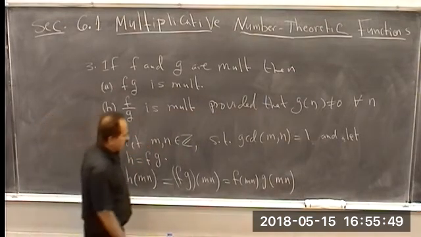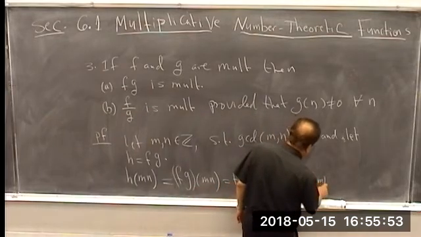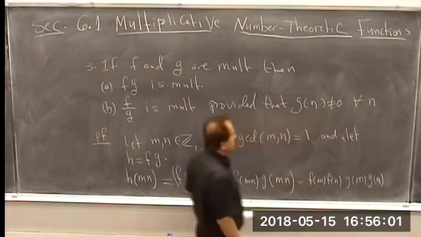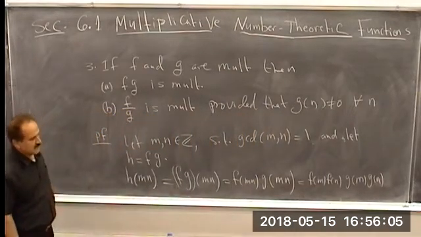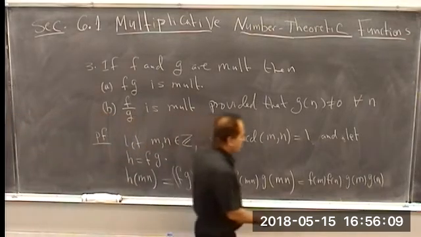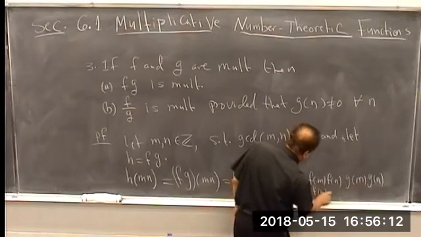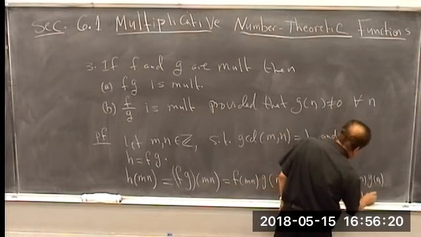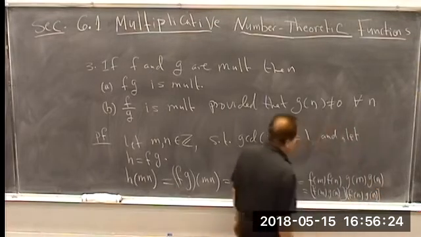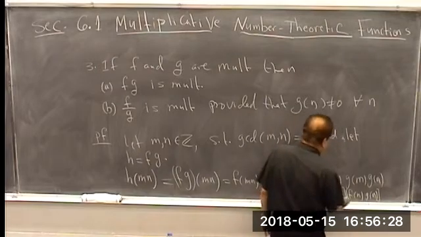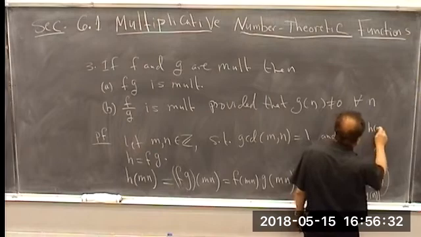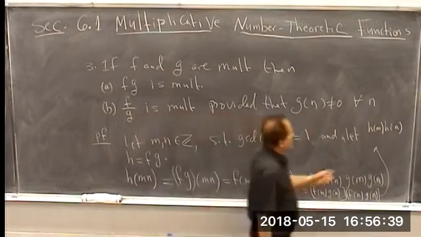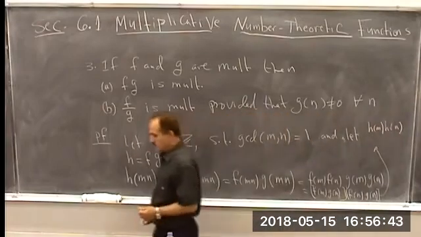Now f(mn), because this is multiplicative, we can say this is f of m times f of n, the same thing with g. And since the values of these are complex numbers, everything is commutative, so you can rearrange this and write it as f of m, g of m, then we have f of n, g of n. Which means that this is equal to h of m times h of n. And that's what we have there: h of mn equals the product of the individual values of the function h.